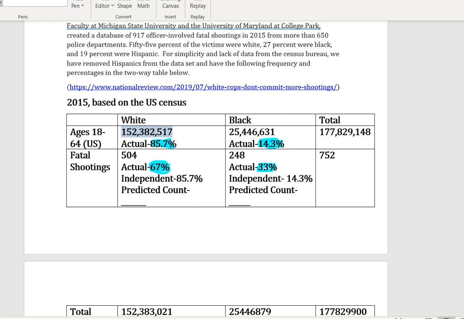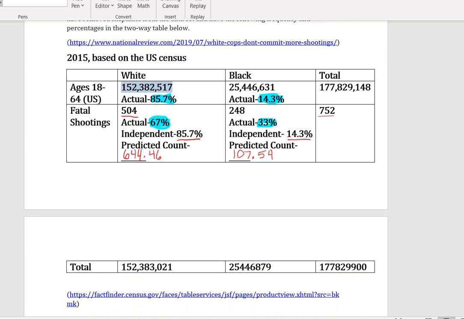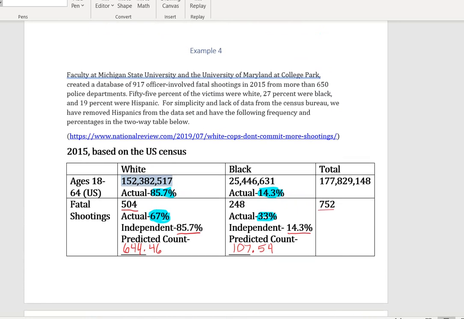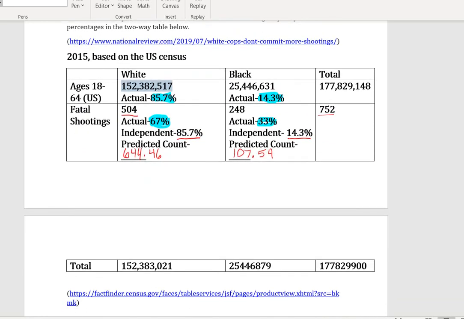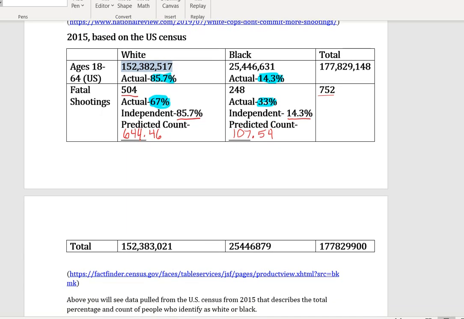So let's look at that. The predicted count here should be 644.46. So that's 85.7% of the 752. And for the black fatalities, we should only see 14.3% of that 752, so we should only see 107.54. Okay, again, you can get these predicted counts by using the row total times the column total divided by the grand total.